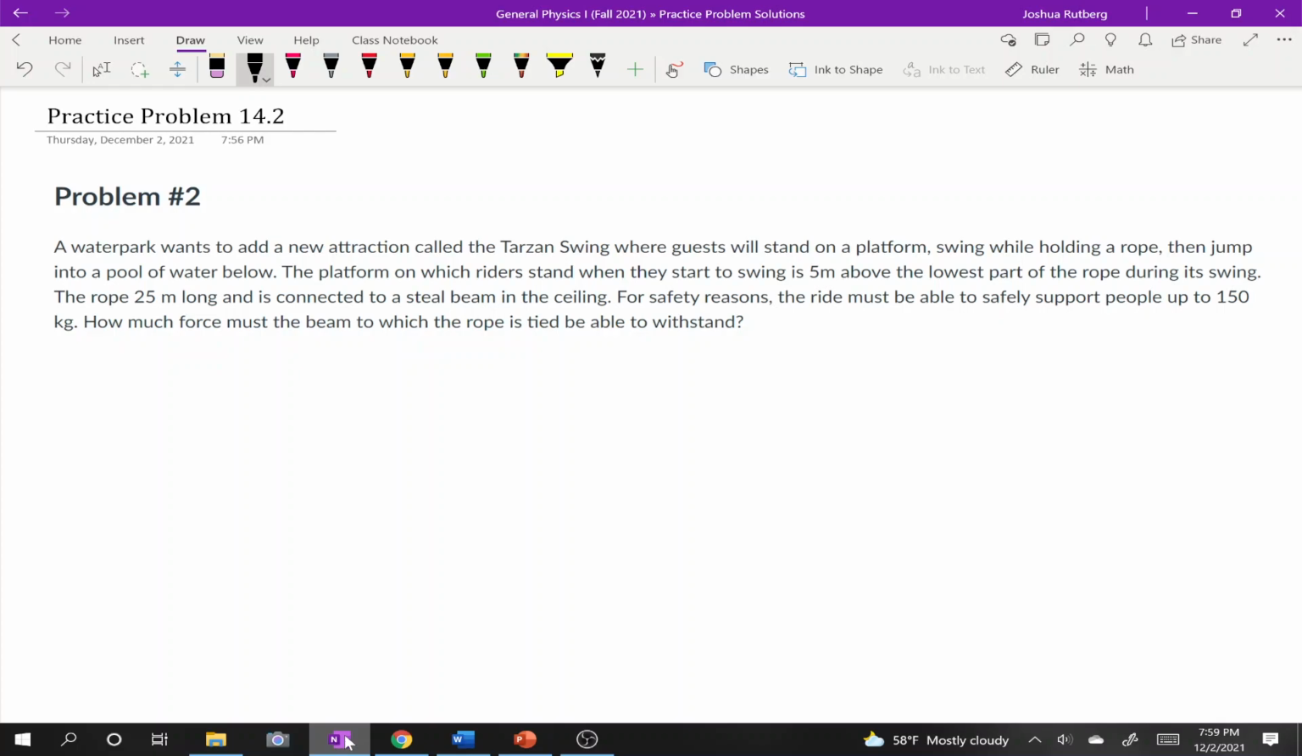Right, welcome to practice problem 2 from week 14. So as always, let's start by reading the problem and trying to understand what's going on.